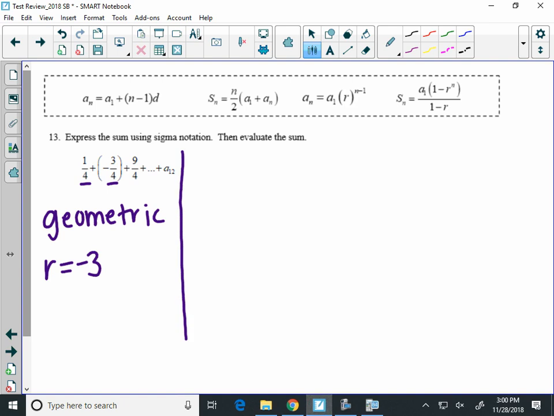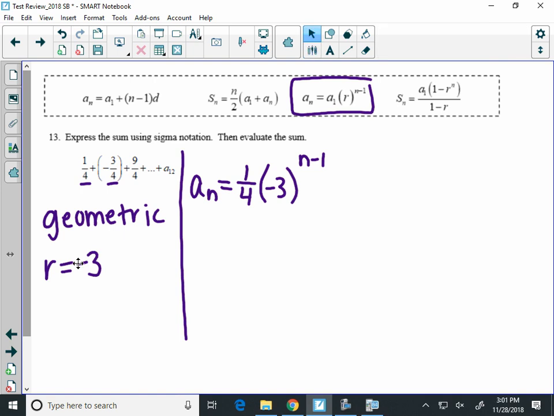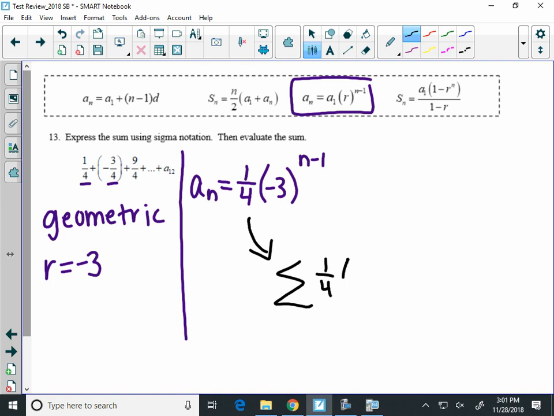Once I know that, I can write my sequence formula for the geometric sequence. So I have a sub n equals the first term of the sequence times the common ratio to the n minus 1 power. That's the easy part because geometric's pretty quick. Now that I know that, I'm going to put this right into my sigma notation. And all you have to do is find the indices of this sigma and use your calculator.